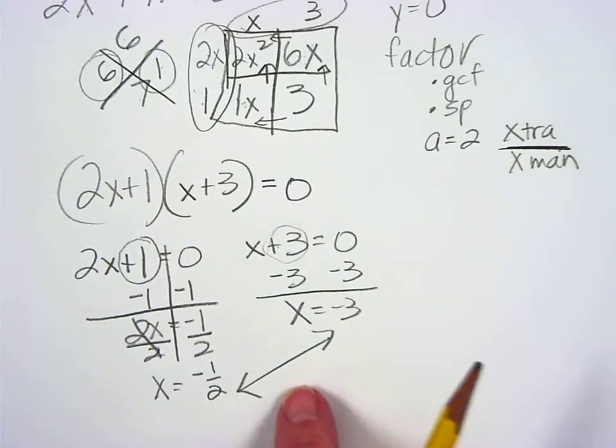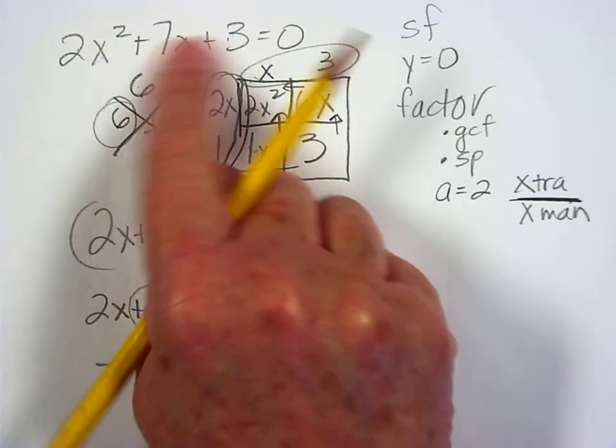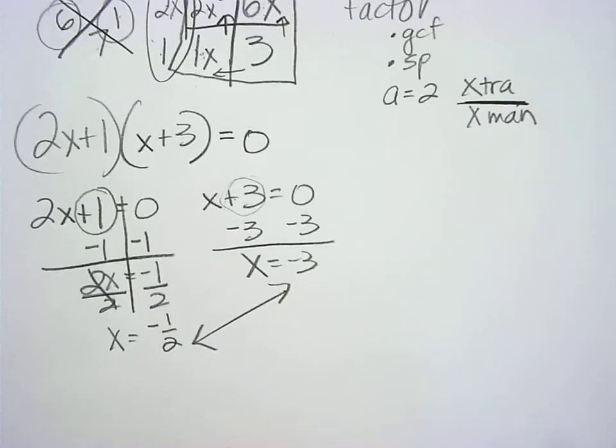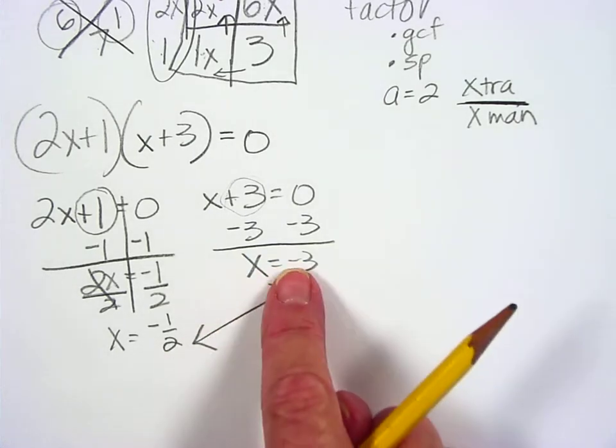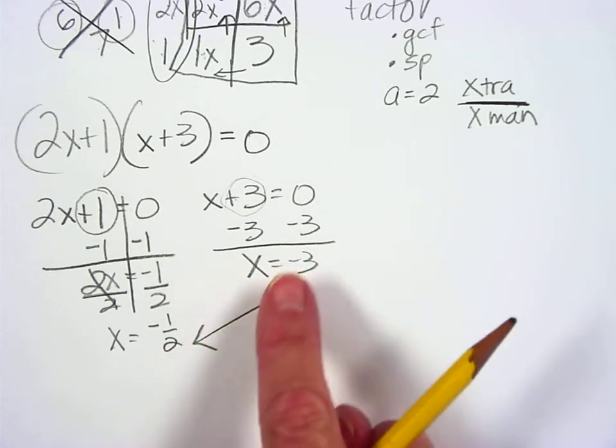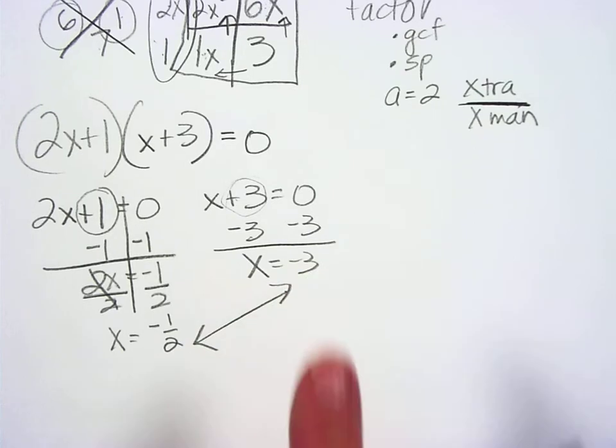And if you want to verify them, all you got to do is plug them back into here one at a time. This is where my parabola is going to intersect the x-axis. My solutions, my roots, my x-intercepts, sometimes called my zeros.